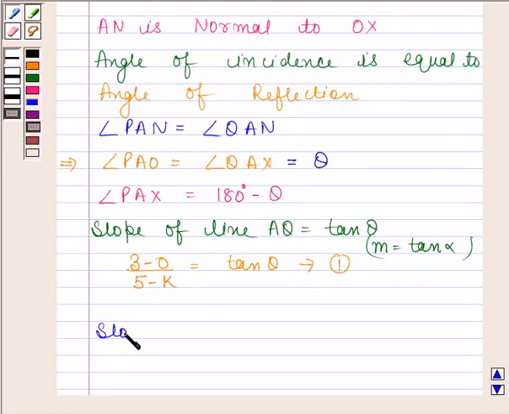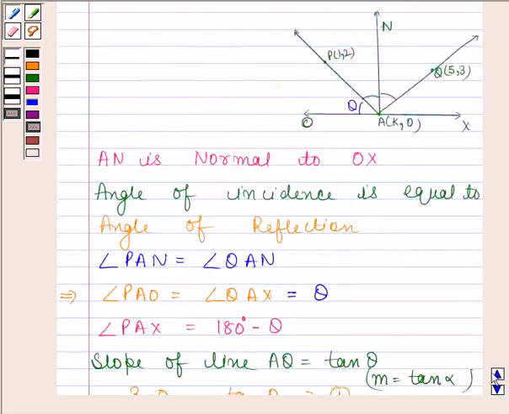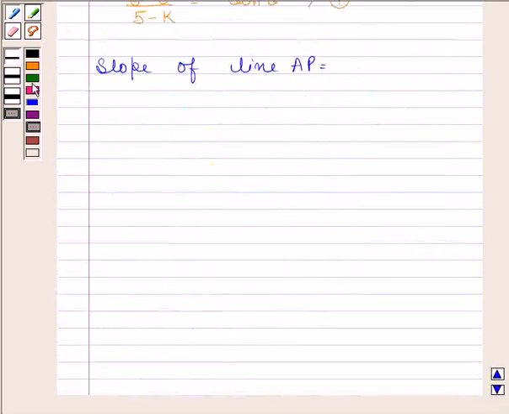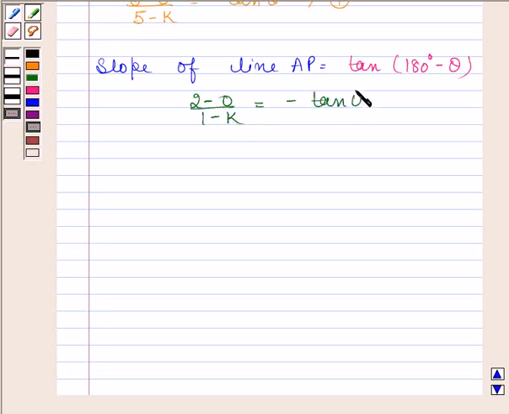Now we will find slope of line AP. Now AP makes angle 180 degrees minus theta with positive direction of x-axis. Therefore, slope of line AP is equal to tan(180 degrees minus theta). Now, A has coordinates (k, 0) and P has coordinates (1, 2). So slope of line AP is also equal to (2 minus 0) upon (1 minus k). So we have (2 minus 0) upon (1 minus k) is equal to minus tan theta. Let's name this equation as equation number 2.